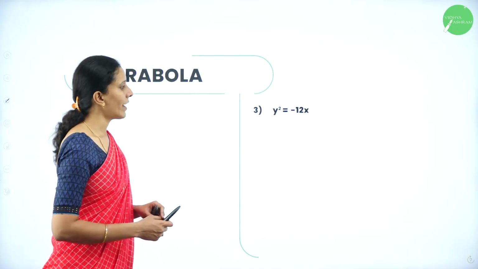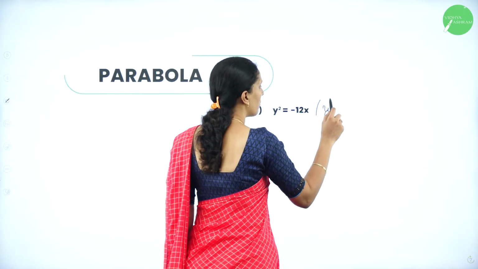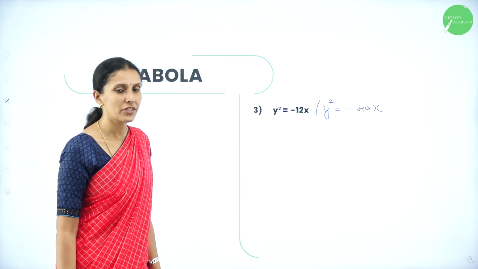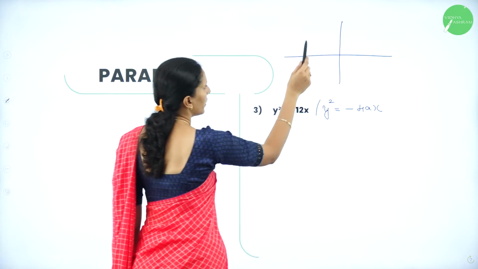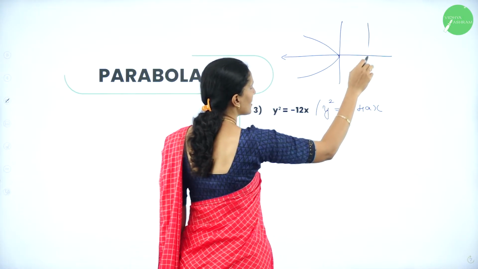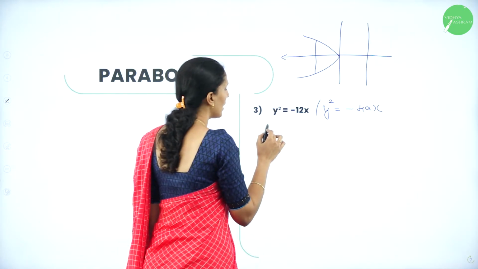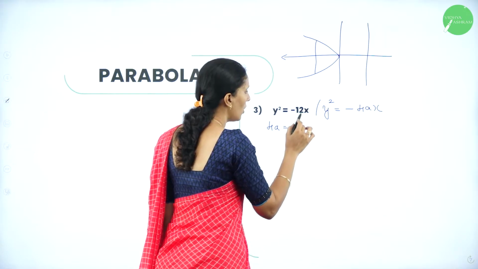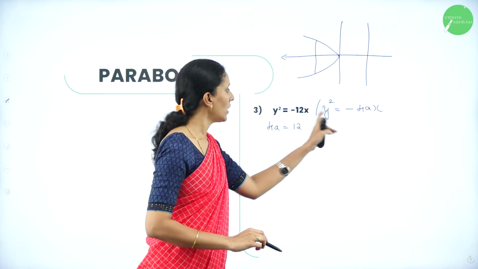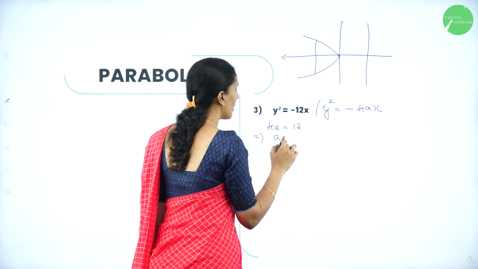The next question, y square is equal to minus 12x. So compared to the equation y square is equal to minus 4ax, clearly it is a left side or left-handed parabola. So it is symmetric towards the x-axis on the negative side. Directrix lies on the positive side. Latus rectum lies on the negative side. So clearly let's write what is 4a. 4a is equal to 12. Don't write it as minus 12 because we are comparing with minus 4ax. So just equate 4a is equal to 12. Now this implies a is equal to 3.